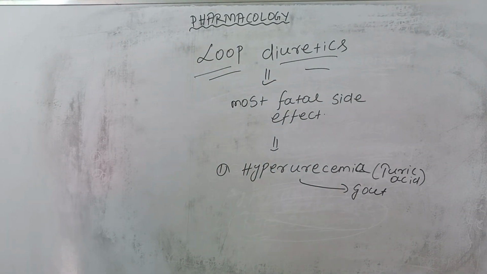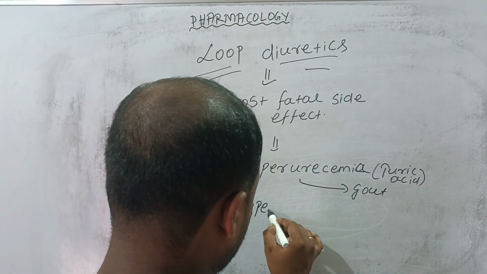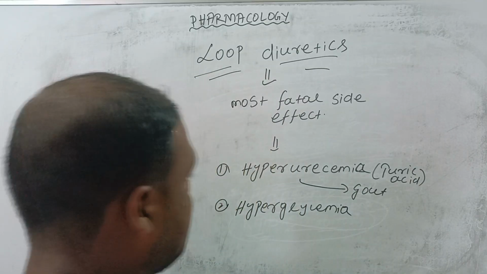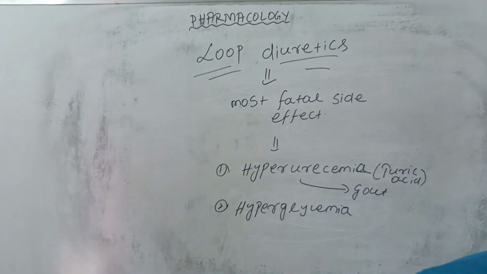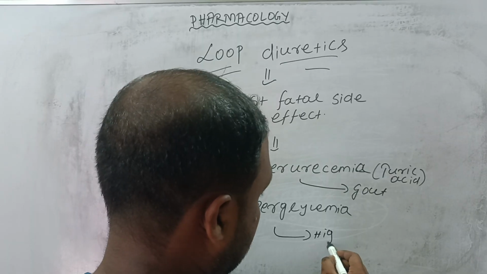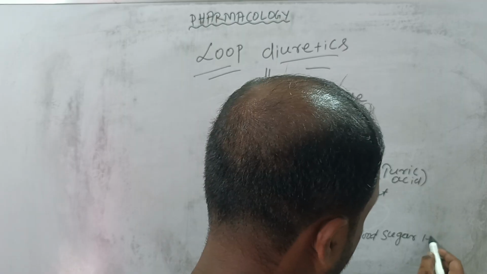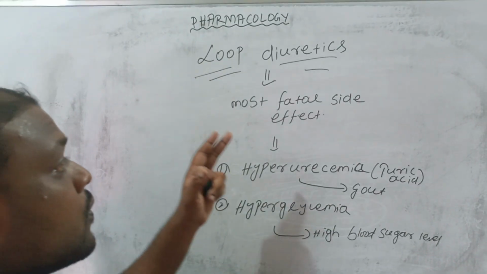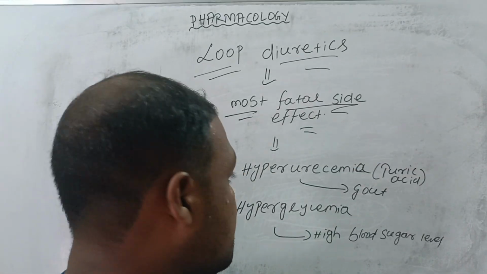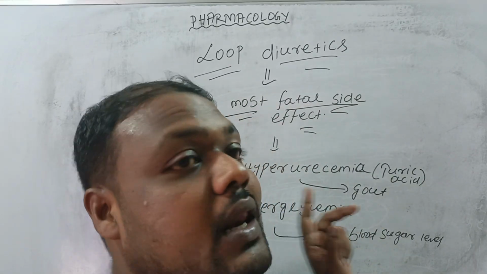Second one is hyperglycemia. Hyperglycemia means high blood sugar level. Clear? This is the most fatal side effect of loop diuretics. First is hyperuricemia, high uric acid in blood. Second one is hyperglycemia.